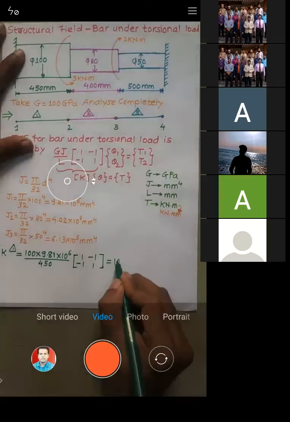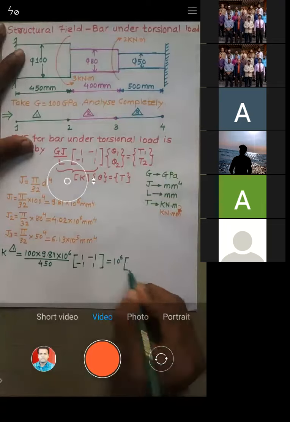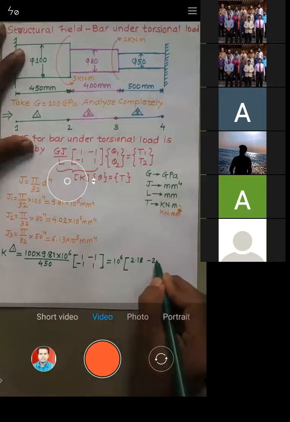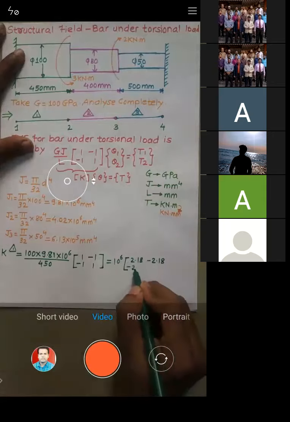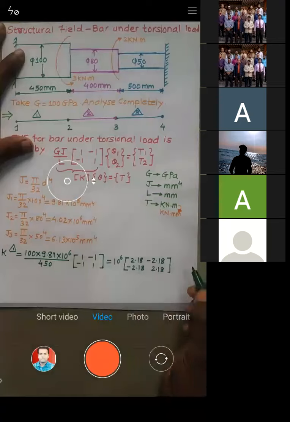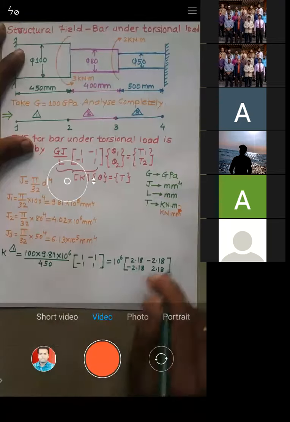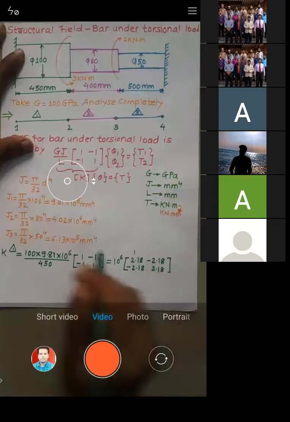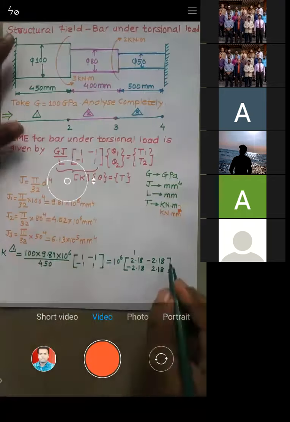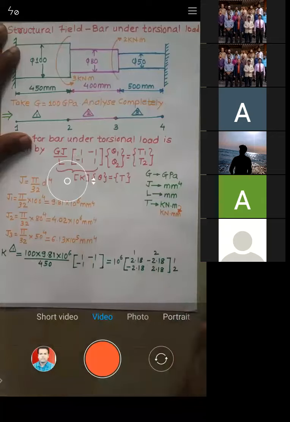Okay, so I will take 10 raised to power 6 outside and multiply 2.18 inside. So 2.18, minus 2.18, minus 2.18 and plus 2.18, right? Element number 1 is between node 1 and 2, so write down 1, 2 and 1, 2.